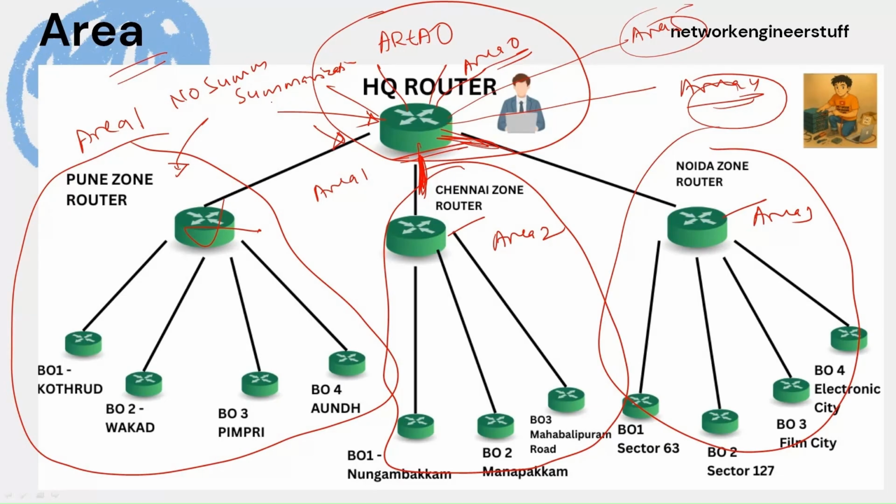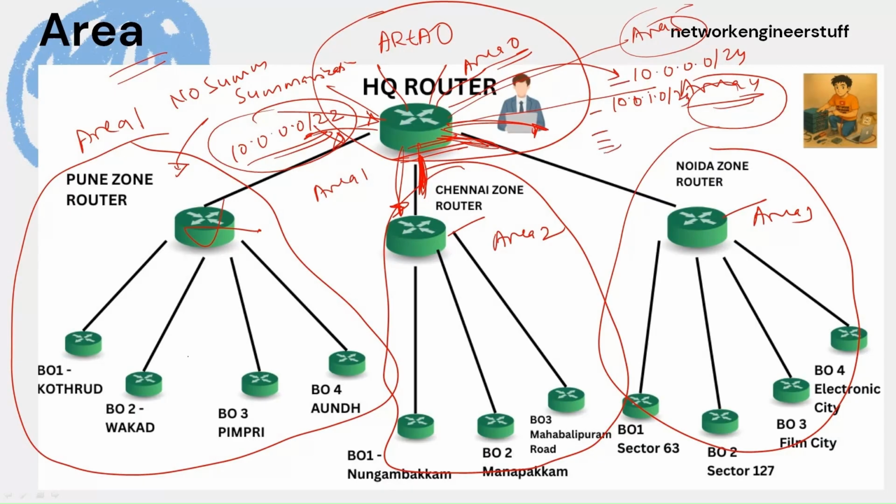Guys, do remember this. Now, when I say it will do summarization, that means this router is going to send a summary for all the routes. For these particular routes that we saw, 10.0.0.0/22, this particular summary route will be sent by the HQ router to all the other routers rather than sending the individual routes. So in this HQ router, I will have the individual routes, /24 each. So I will be having the individual routes.